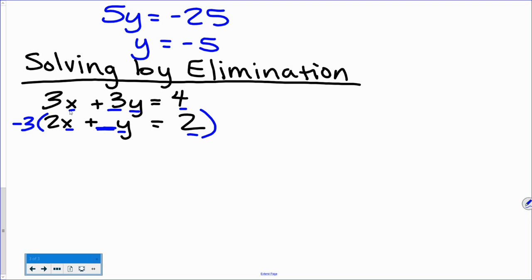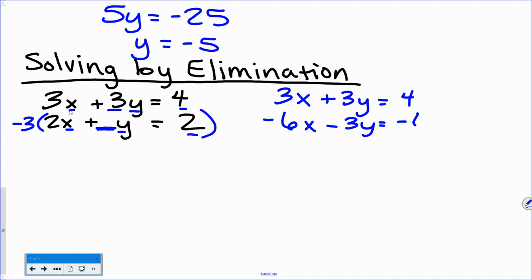All right, so I'm going to go ahead and rewrite that first equation down again. So 3x plus 3y equals 4. And then I'm going to write the second equation when I multiply all of those terms by -3. So I've got -6x minus 3y equals -6. When I multiply every single term by my -3, it keeps the value of the equation the same. I just made all the numbers 3 times bigger.